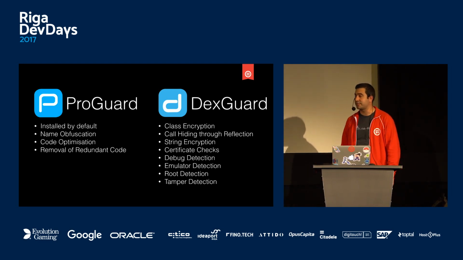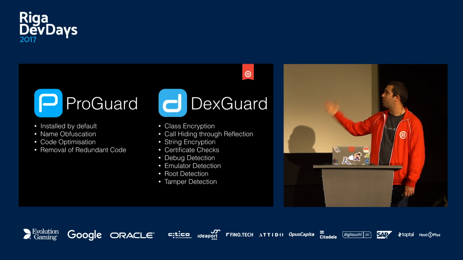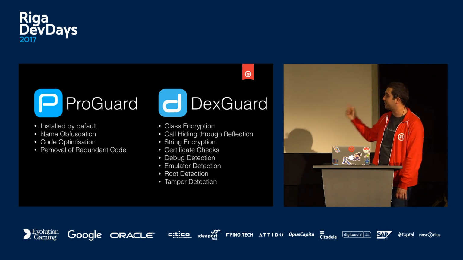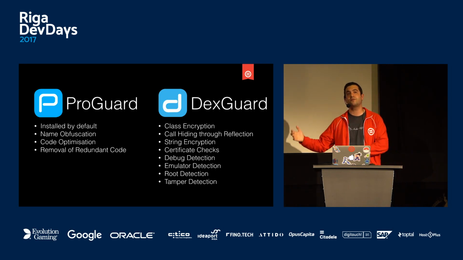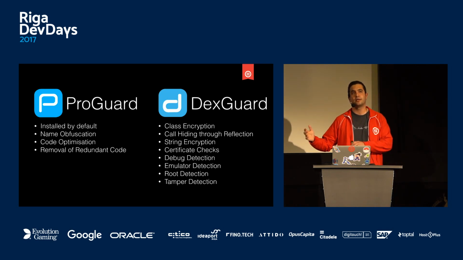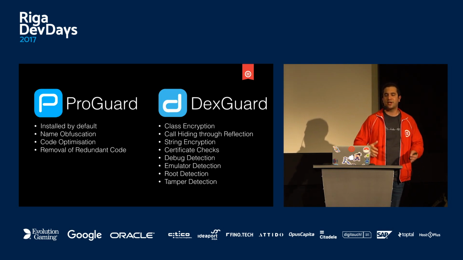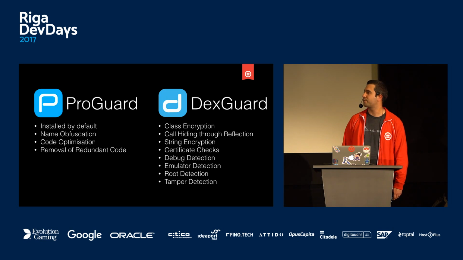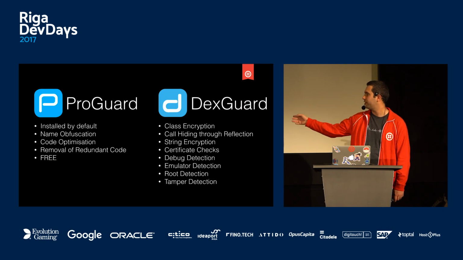Dexguard does a few more things. It does class encryption, call hiding, string encryption. It does certificate pinning for you as well, which is cool, and it does tamper detection. So it does most of the things I told you about out of the box. You have Dexguard and it does it for you. There's one difference which you can probably guess by now. This one is free. This one costs money.